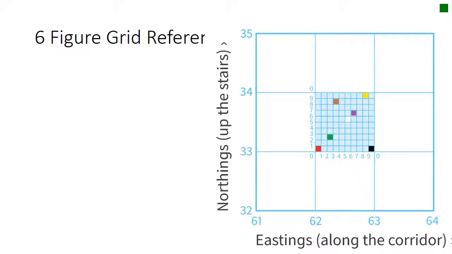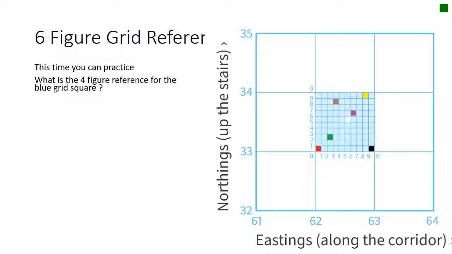So this is a little exercise we did in class. We looked at colours again. So we start off with the 4-figure reference for the first square, which was 62 across, 33 up. So it's 62. Everything's going to start 62. Let's go space, and a 33, and then a space.